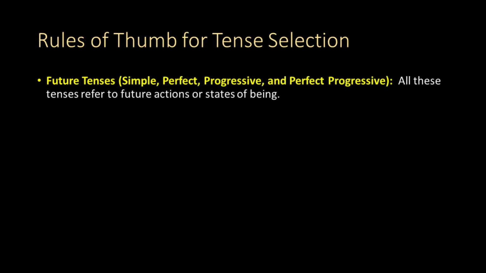And regarding future tenses, all of them, simple, perfect, progressive, and perfect progressive, all these tenses refer to future actions or states of being. The future perfect tense describes actions and states of being that will be completed. The future progressive describes those that will be continuous. The future perfect progressive describes those that will be continuous but will reach completion. The simple future gives no indication regarding their completion or continuousness.